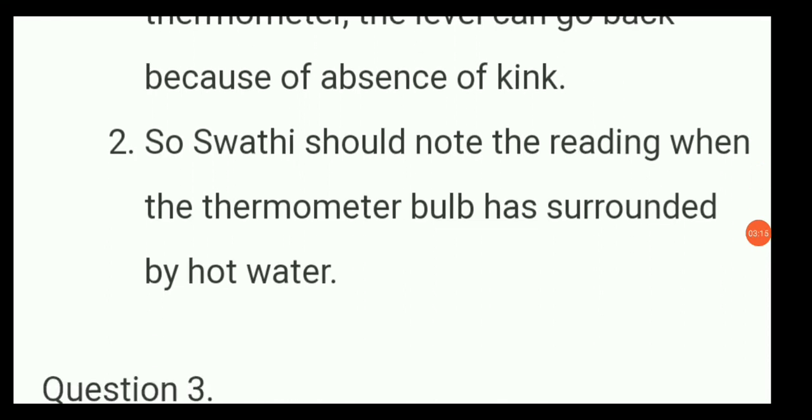So Swati should note the reading when the thermometer bulb was surrounded by hot water.